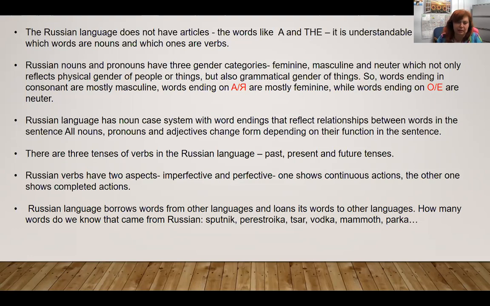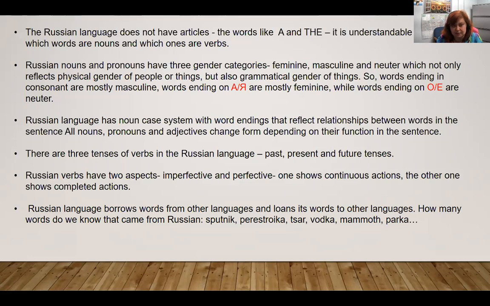Another interesting aspect is that Russian language has noun case system with words ending that reflect a relationship between words in the sentence. So all nouns, pronouns, and adjectives change their form depending on their function in the sentence. And that's where people have a lot of trouble with.